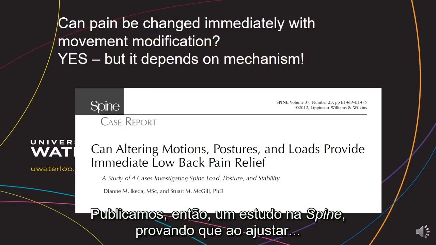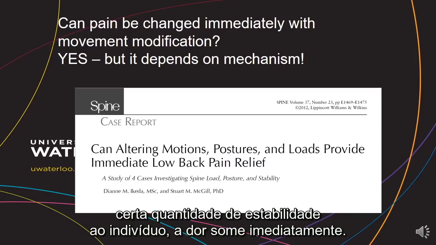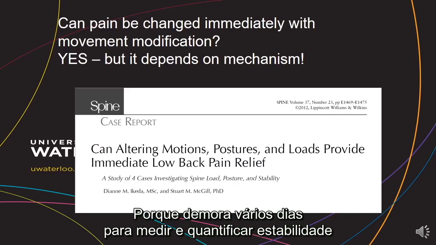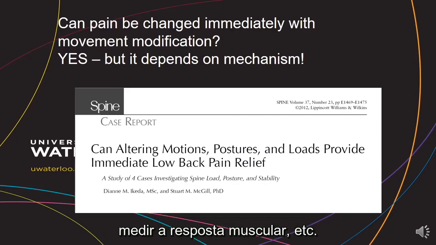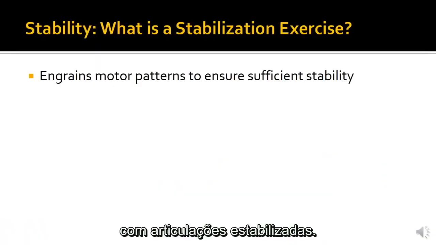Well, we then published a study in Spine proving that when you can tune the amount of stability to the individual, it takes their pain away immediately. And I'm just showing here four case studies. And why only four? Well, it takes days and days to measure and quantify stability, measuring the muscle response, etc. But this was proof that you can get immediate pain relief from unstable joints.